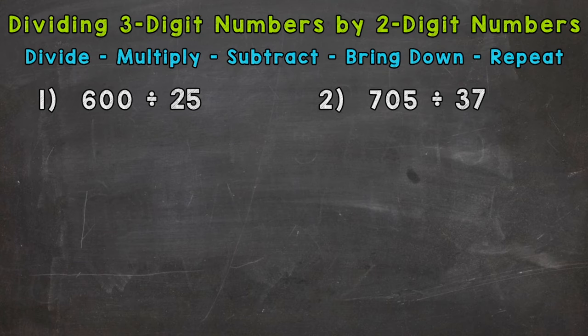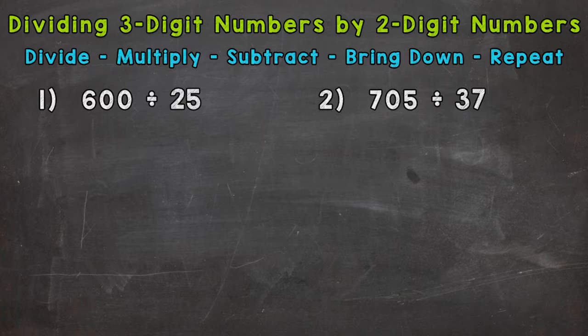In this video, I'm going to cover how to divide a 3-digit number by a 2-digit number, so double-digit divisors. Let's take a look at the two examples that we're going to go through together in order to get this down. Now for number 1, we have 600 divided by 25. This is going to be the simpler of the two examples. Number 2 is going to be a little more challenging. We have 705 divided by 37.